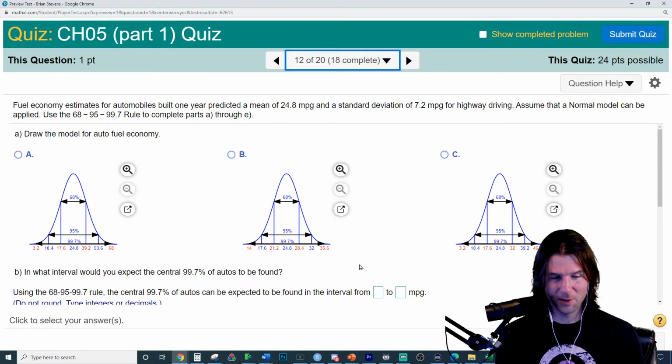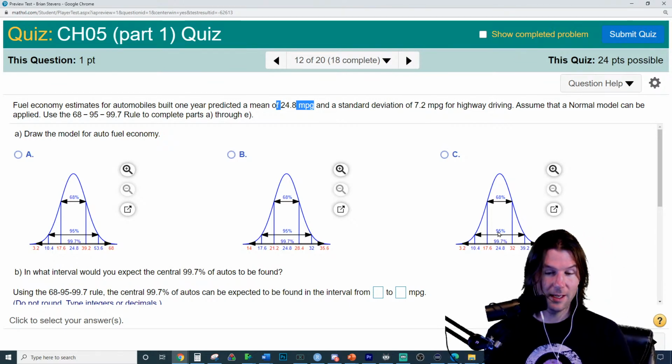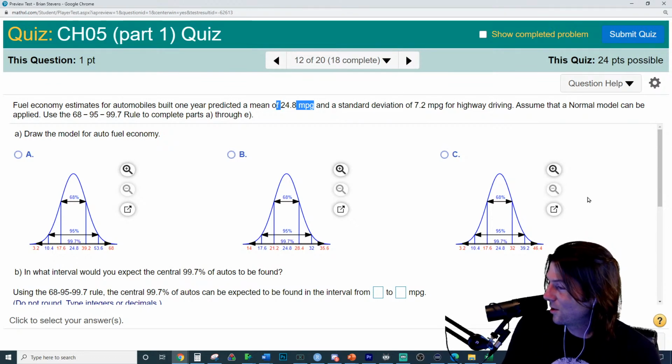This is very similar to the ones we've been doing. We haven't done this one yet, so let's do it slowly. Fuel economy estimates for automobiles have a mean of this and a standard deviation of this. Assume that the model is normal. Thank you for telling me it's normal data, Mike Pearson. I appreciate that.